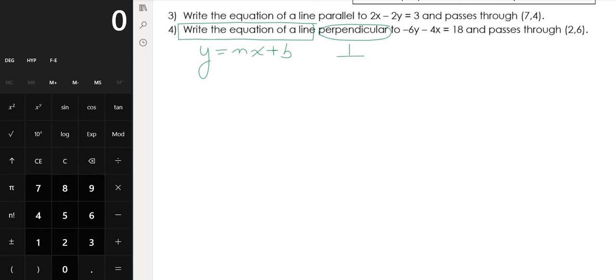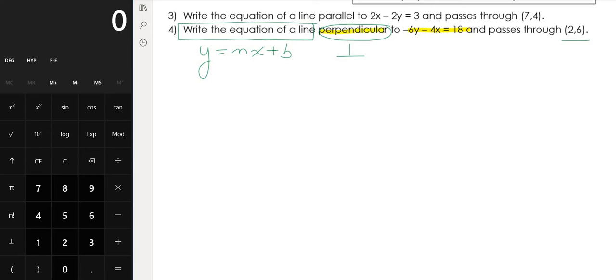And it needs to be perpendicular to this equation. Negative 6y minus 4x equals 18. And it passes through the point 2, 6. So remember, this line, negative 6y minus 4x equals 18, that is not our line. Our line needs to be perpendicular to that.